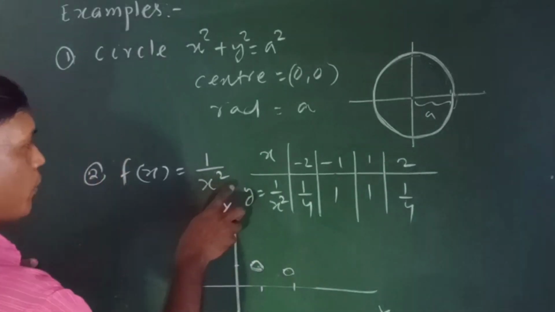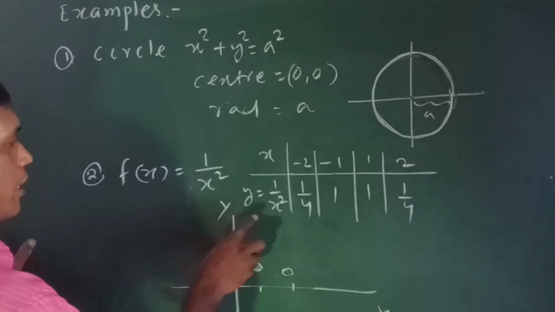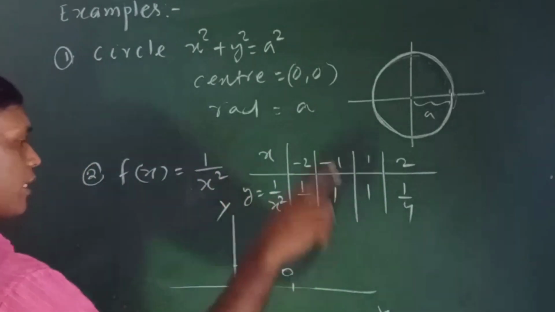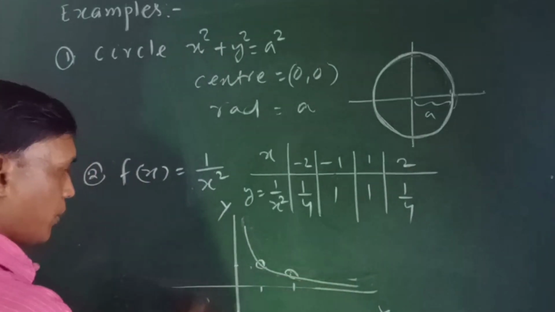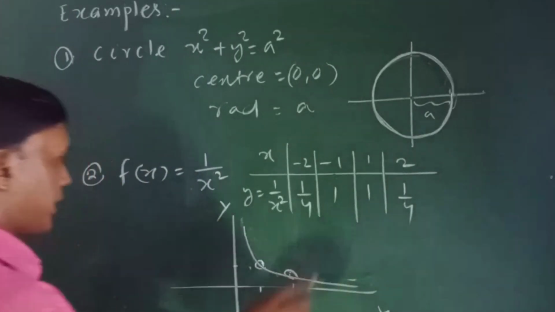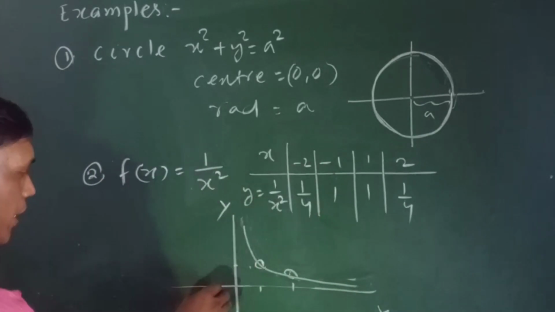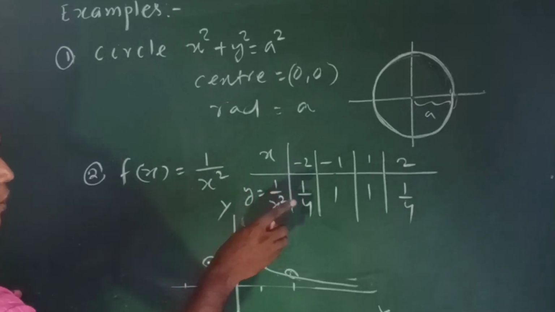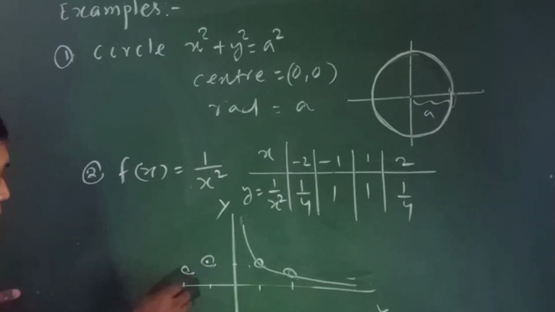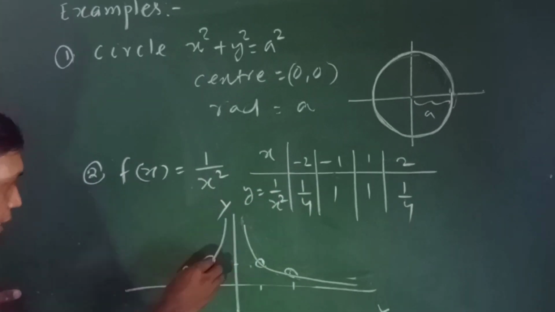So here x is inversely proportional. x जितना बढ़ेगा y उतना कमेगा. So the graph of this function is like this. So when x is increasing, y is decreasing. Now here when x is minus 1, y is 1. x is minus 2, y is 1 by 4. So here what happens, the curve is like this.